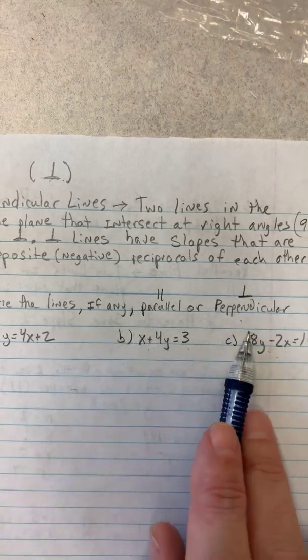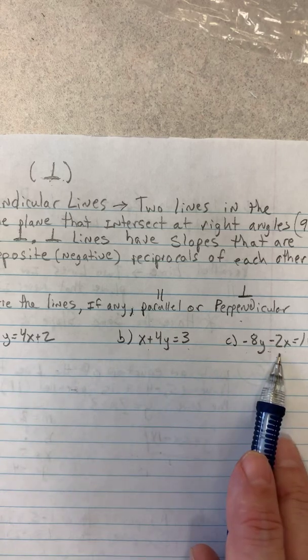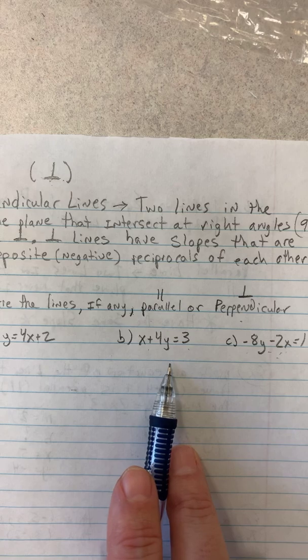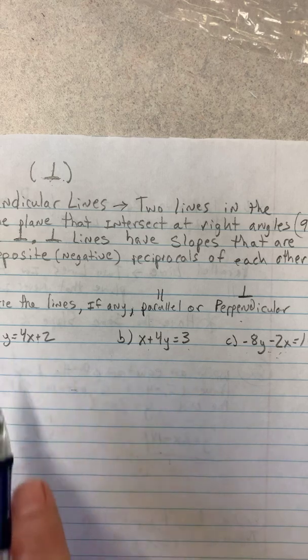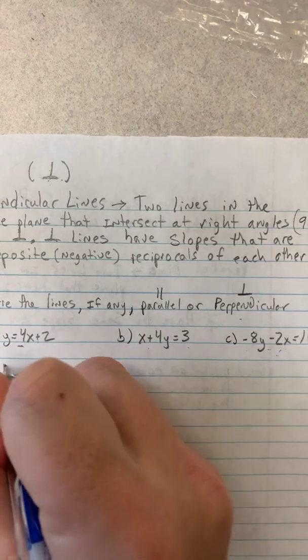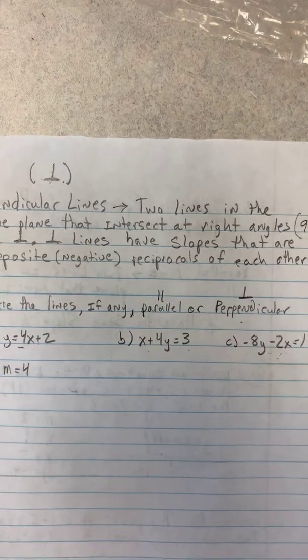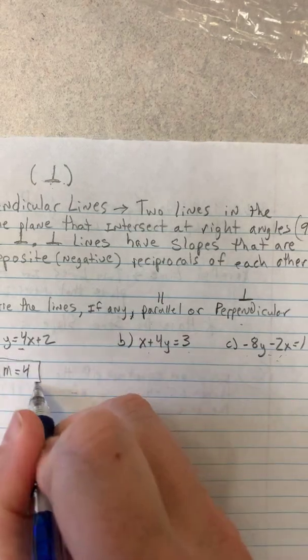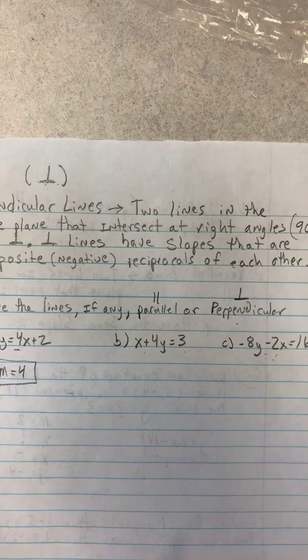But in order to compare slopes, wouldn't it be helpful if these equations looked like y equals mx plus b? Because then I could determine my slope and my y-intercept. I don't really need my y-intercept. I really need to compare my slope. So if I look at the first one, it's in y equals mx plus b. I know I have a slope of 4. Here's where I'm going to start my comparison. I've got one with a slope of 4.